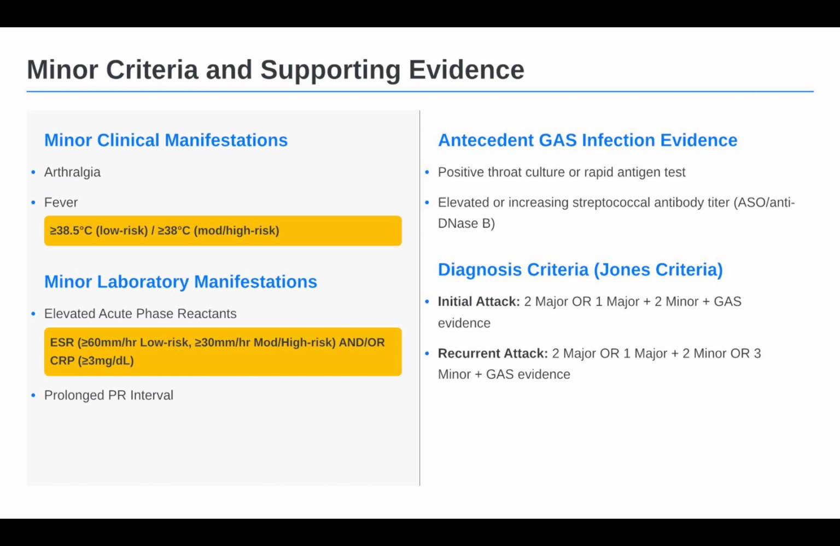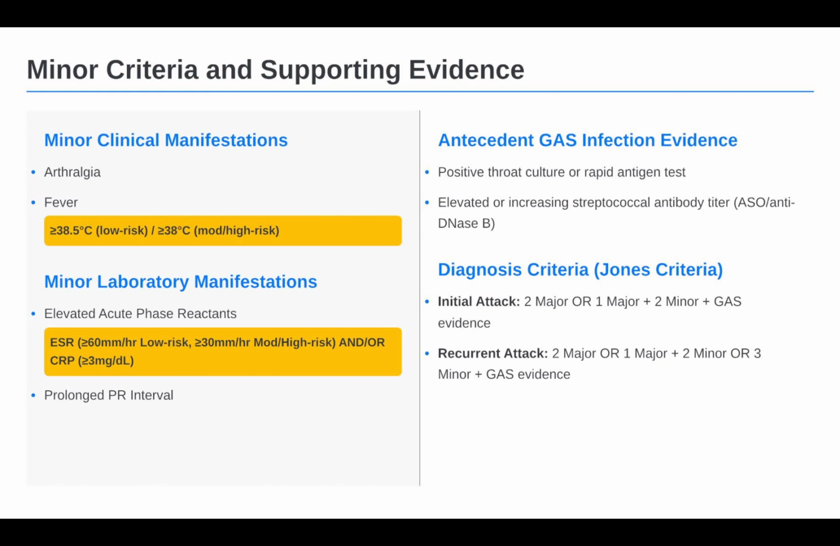They must be accompanied by supporting evidence of antecedent group A streptococcus infection. This is crucial. We look for a positive throat culture or rapid antigen test, or elevated or increasing streptococcal antibody titer like ASO or anti-DNase B. The way we combine this for diagnosis is also important.